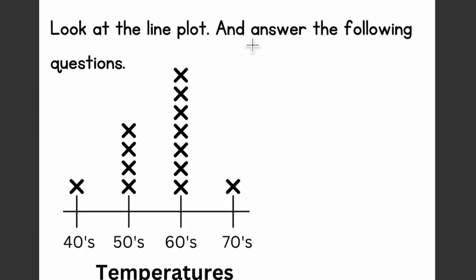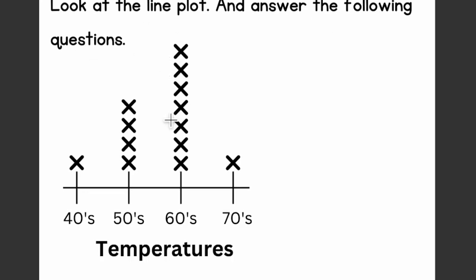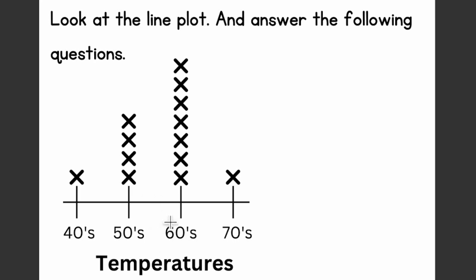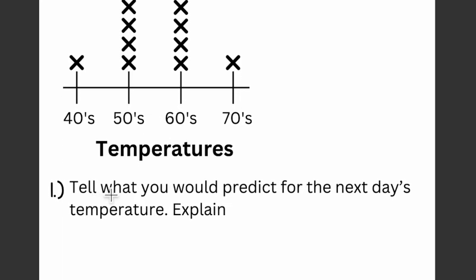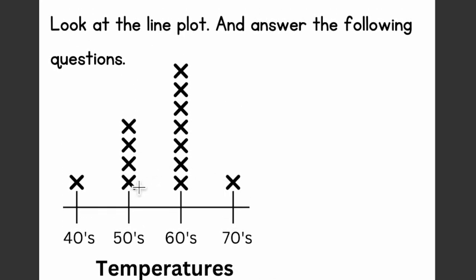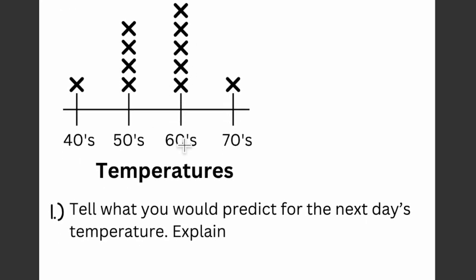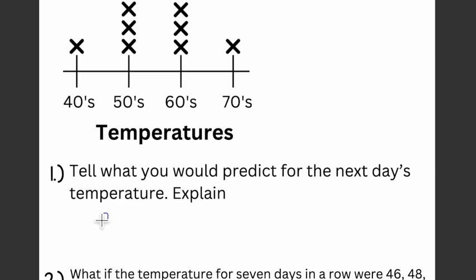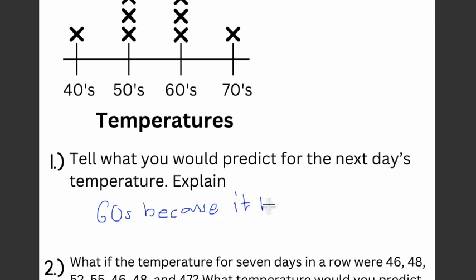Look at the line plot and answer the following questions. So we have a dot plot of temperatures. Number 1, tell what you would predict for the next day's temperature and explain. So if we look at the plot, we see that the 60s are the ones with the most dots. That means that the next temperature would probably be in around the 60s, because it has happened the most.